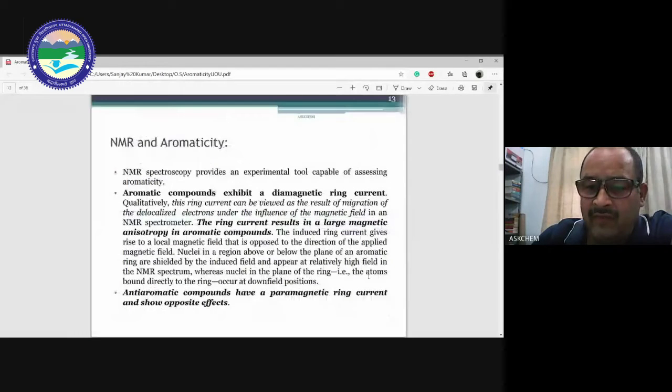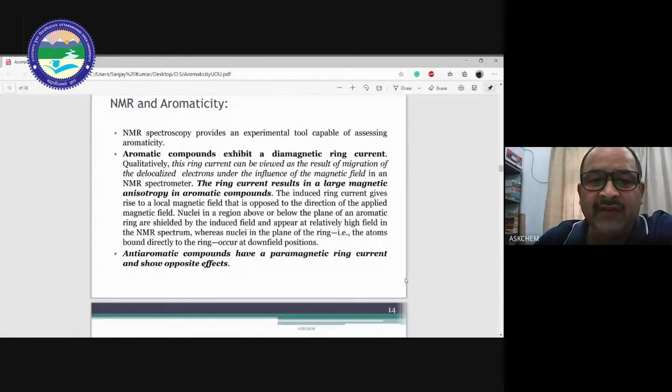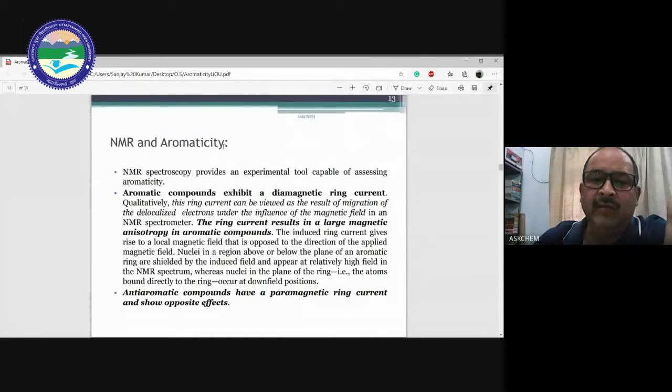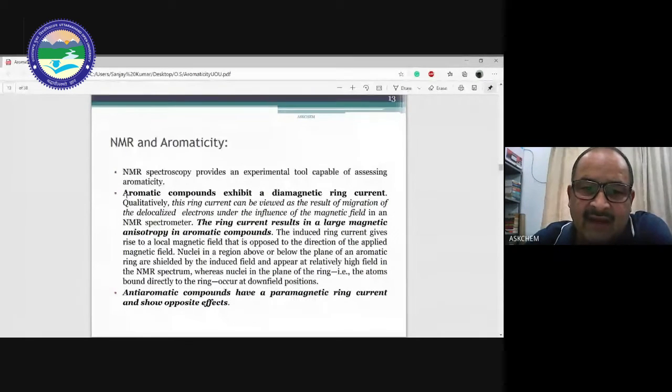Now, the third description for this aromaticity, that is NMR and aromaticity, that is how NMR assists to predict some molecule to be aromatic. NMR spectroscopy provides an experimental tool capable of assessing aromaticity, first. Second, aromatic compounds exhibit a diamagnetic ring current. Now, we must come across this diamagnetic ring current, that is diamagnetic shift and paramagnetic shift, we will look into it. Now, aromatic compounds exhibit the diamagnetic ring current.